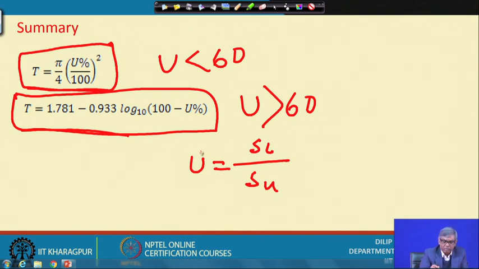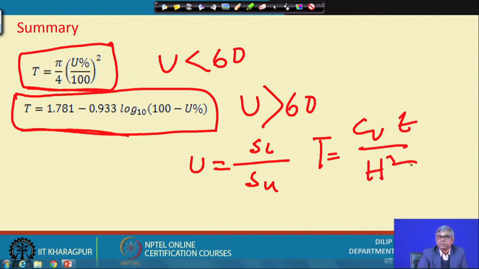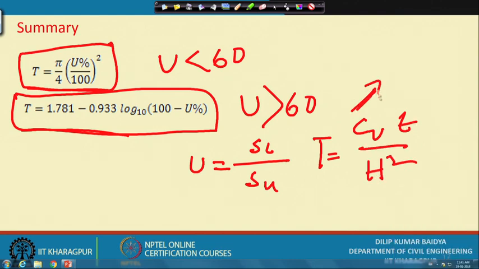So that means if it is 60% settlement, how much time will it take, or 80% settlement; you can have different degrees of consolidation and different time factors, and the time factor is related to Cv T by H squared. Cv is the coefficient of consolidation, T is the time required to reach a particular degree of consolidation, and H is the thickness of the drainage path.